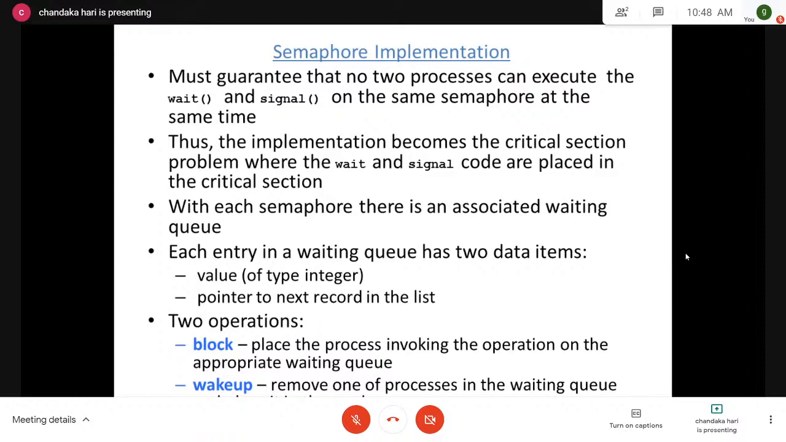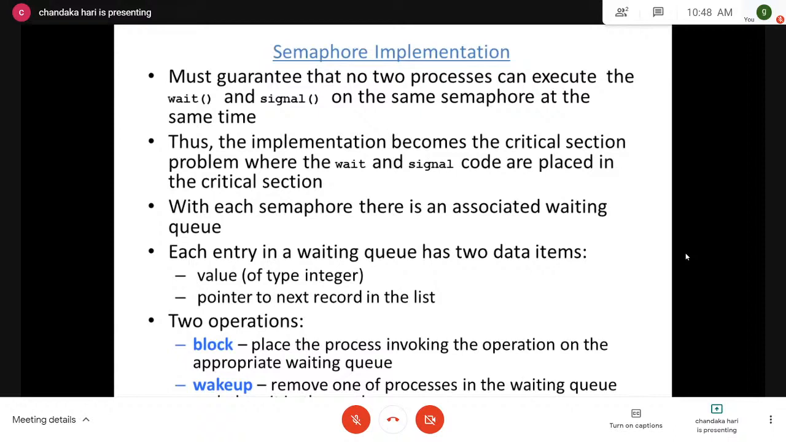Before going to the detailed discussion of the multiple process solution, that is, the counting semaphore, these are the precautions you need to take before trying to implement a solution for it. You must guarantee that no two processes can execute wait and signal on the same semaphore at the same time. That is the first very important one. Next.